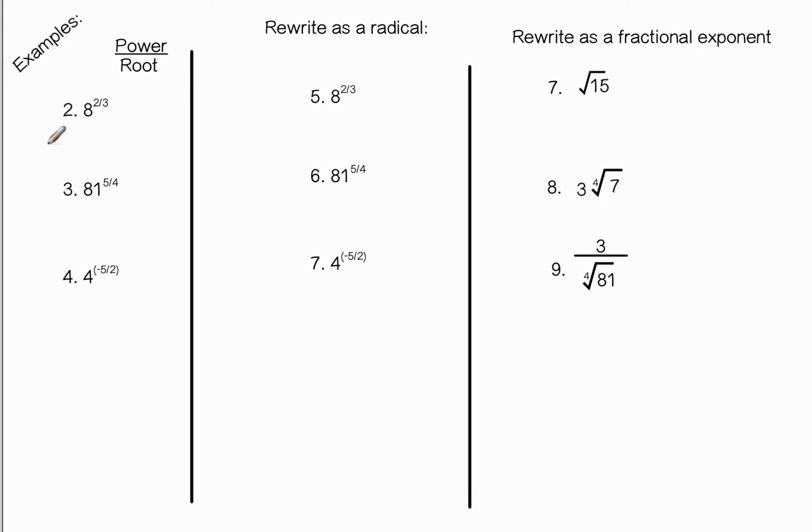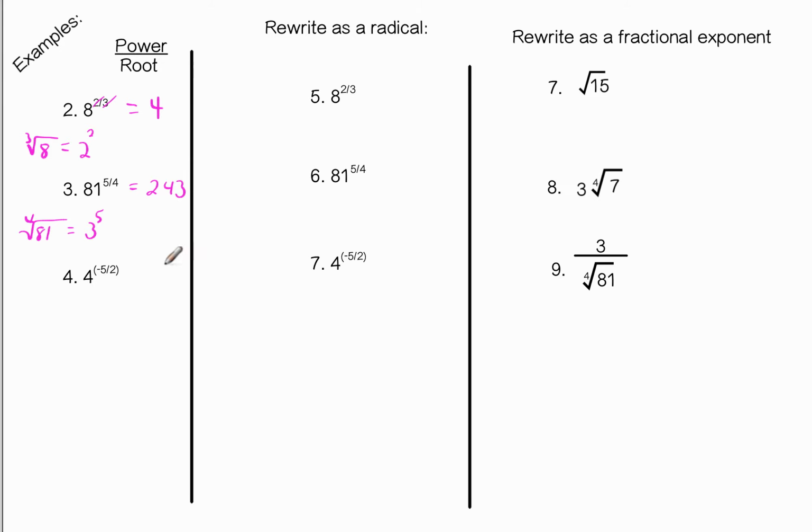So if I look at this problem, this is what my brain thinks. First I do the cube root of 8, which is easy, 2. Then they want me to raise that to the second power. So 8 raised to the 2/3 power is 4. Beautiful. Next, 81 raised to the 5/4 power. Again, I'm going to take the 4th root of 81, which is 3. And then I'm going to raise 3 to the 5th power, which is 243.